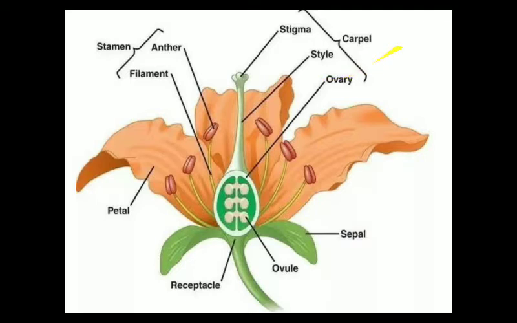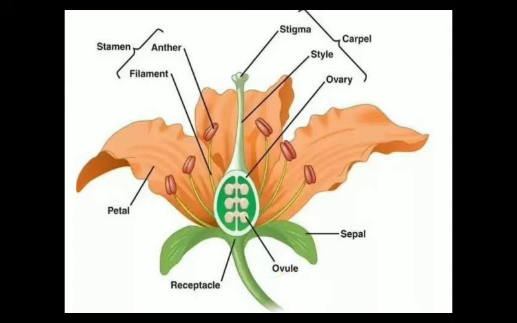And what are the different parts of carpel? Carpel is the female reproductive part of the flower, and it consists of three parts: stigma, that flattened platform-like structure over which pollen grains will land. The second part of carpel is style, this long tubular structure. And the third part is the ovary. This swollen base is known as ovary, and this ovary contains ovules.